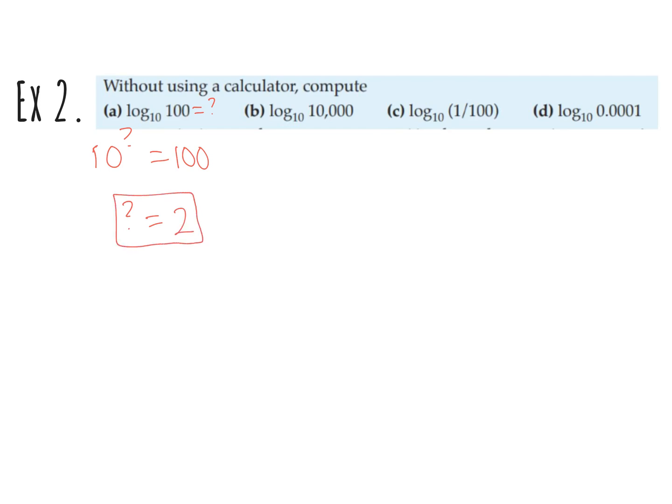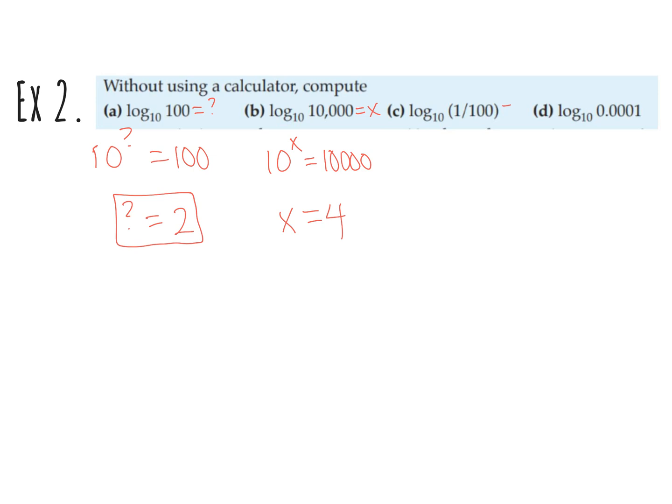Do the same thing here. And I'll just go ahead and use x now. 10 to what power equals 10,000? And so what you're going to realize is that powers of 10 equal the number of zeros you have. So here I have 4 zeros, so that's 4.